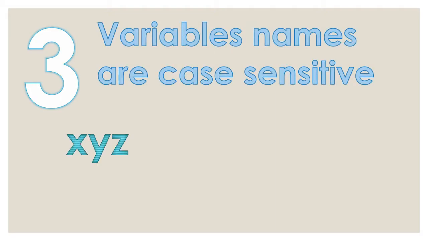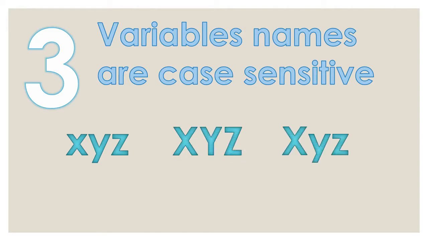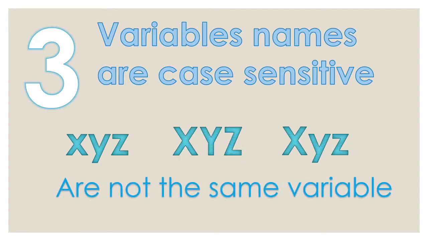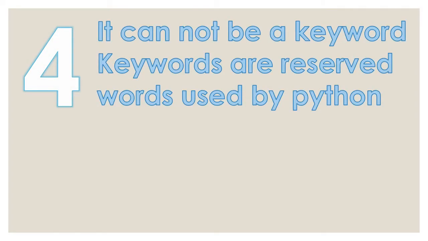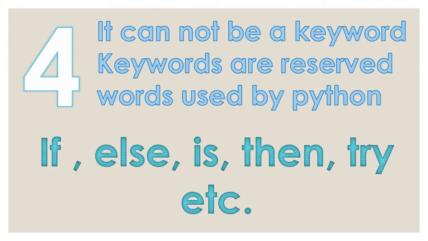Third, variable names are case sensitive. That is, small xyz is not the same as all capital XYZ or this. They will be considered as completely different variables. Fourth, it cannot be a keyword. Keywords are some reserved words that have already been used by Python to do some specific task. For example, if, else, is, try, etc. If you use any of these keywords as a variable name, Python will give you an error. Check out the description for the complete list of keywords.